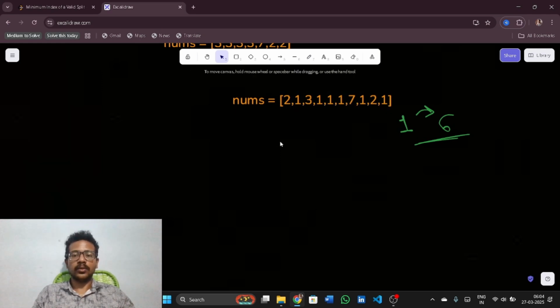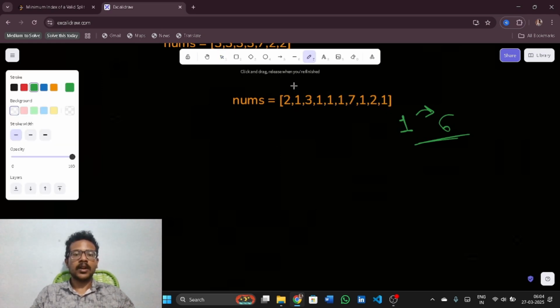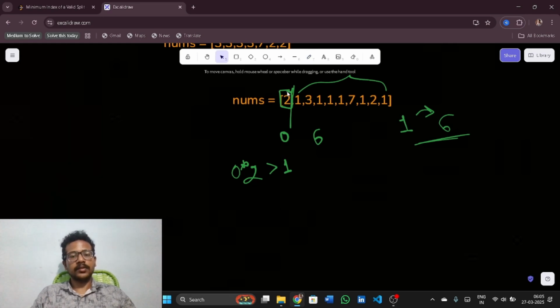So let me go through how I can solve this problem. Till now, I have 1 appearing 0 times. So let me check whether this is a valid split. Till here I have a total of 6 times 1, and on this side only 0 times. So let me check whether this subarray is valid or not. 0 into 2 should be greater than 1. As this subarray has a size of 1, it should be greater, but it is not. So this is not a valid split.